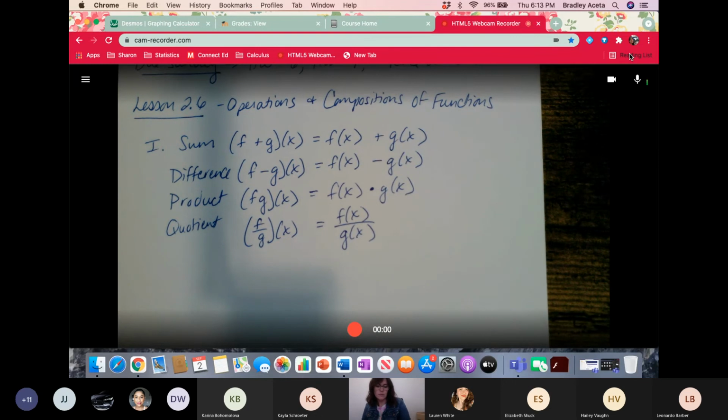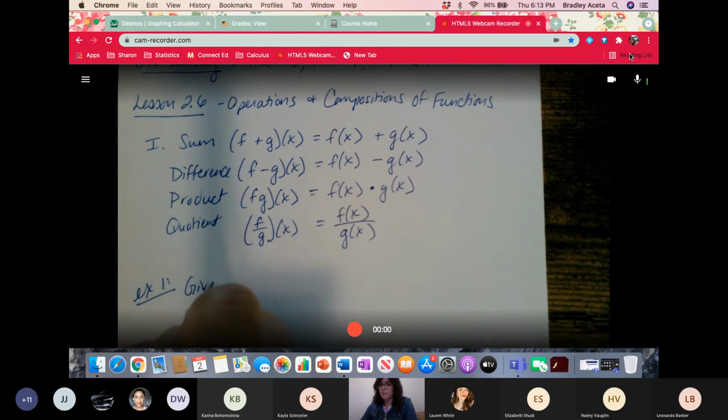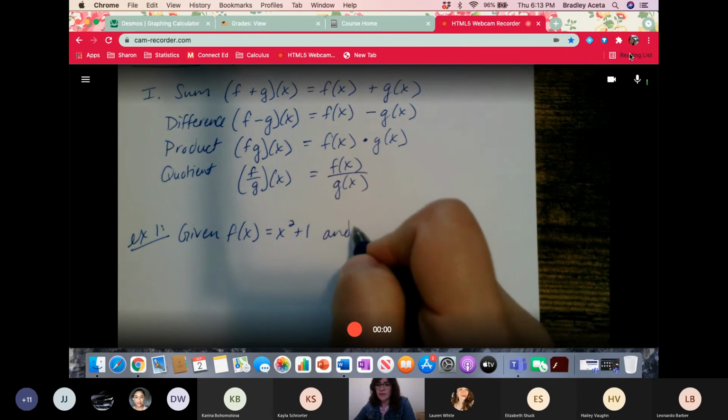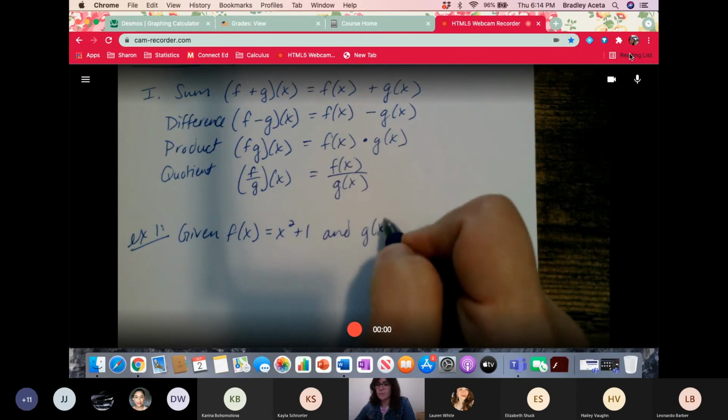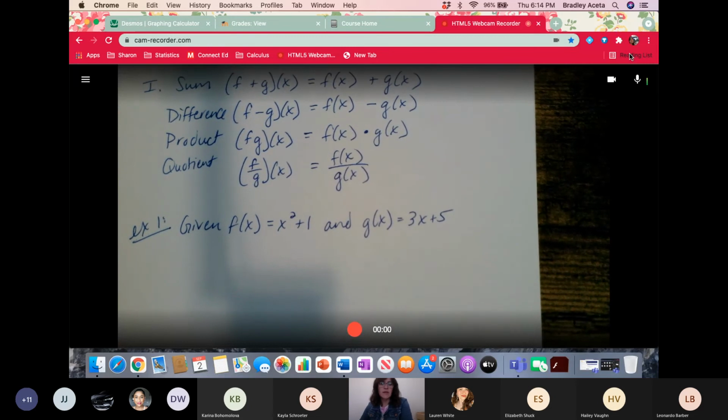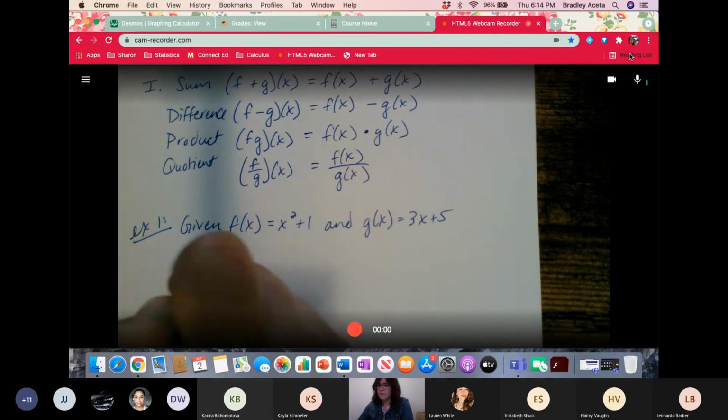Okay, so let's go over an example that I saw you have at first. They're going to give you an f of x function, x squared plus 1. And then they're going to give you a g of x function, 3x plus 5. And they're going to ask you some questions.